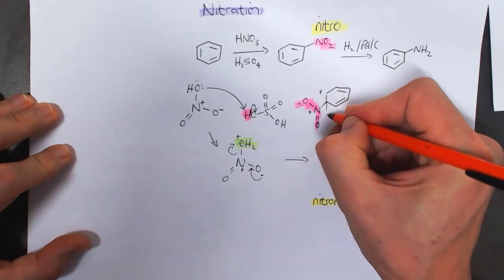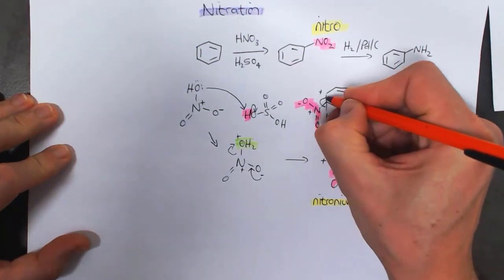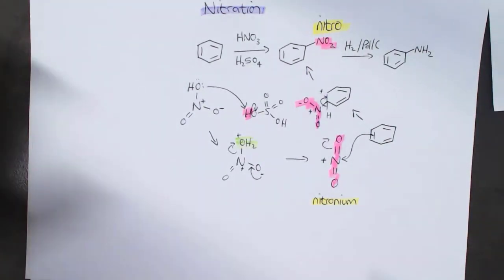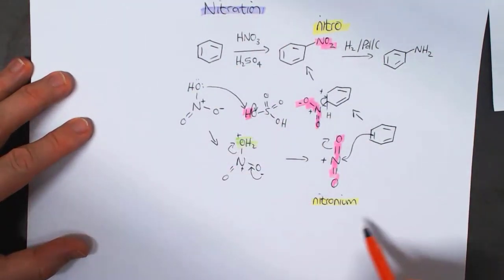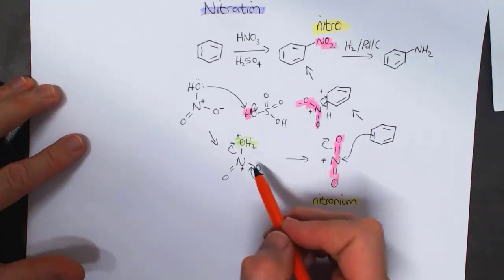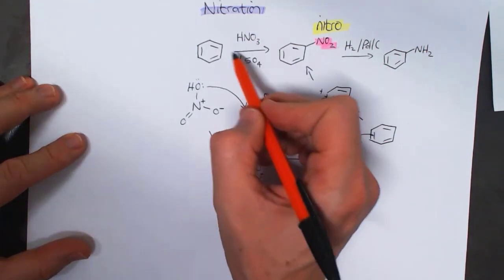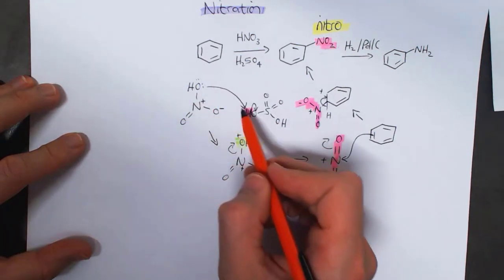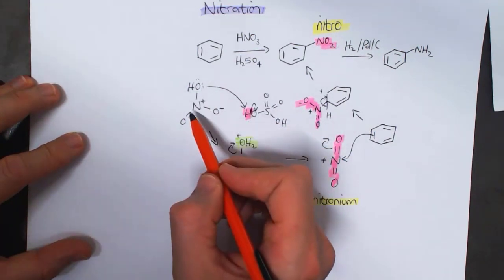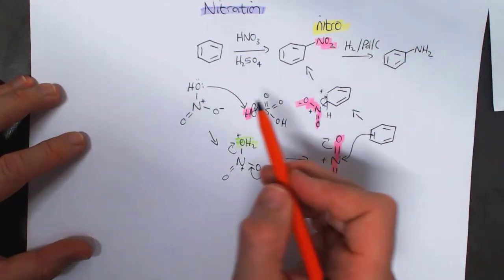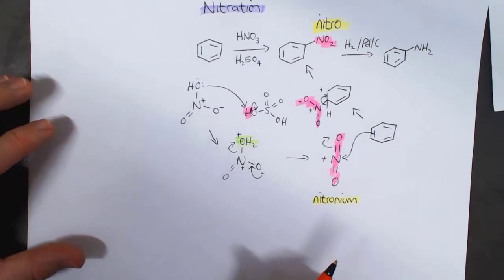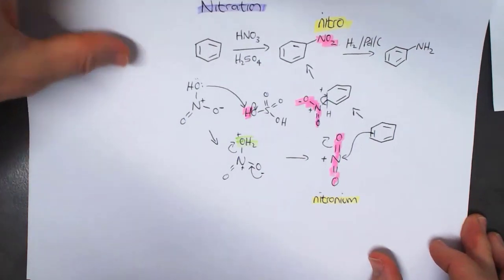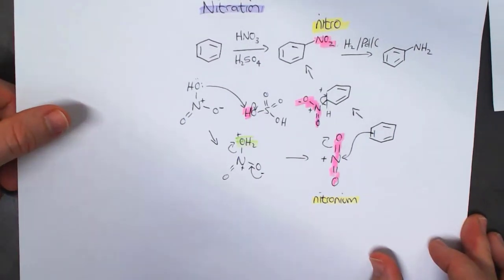And all that needs to happen at this point over here is we lose a proton, kicks back in, and that gives us our product over there. So nitration, and you do need to know this mechanism. Nitration is generated by having strong acid, nitric acid and sulfuric acid, protonation of the OH part of nitric acid to make it into a good leaving group, and we get the nitronium intermediate. Nitration, extremely important reaction for functionalizing aromatic rings.